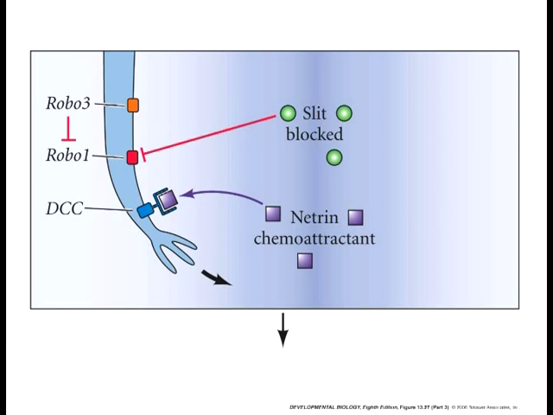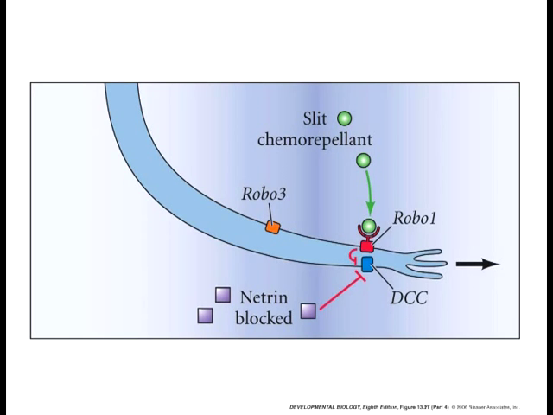So once it crosses this midline, Robo1 gets turned back on again, which then blocks DCC, and then it gets repelled. So once it gets here, it goes back to the way it was, and that pushes it away from that midline, and then other attractants and repellents are going to push it up to the brain, and it's going to find its location up in the brain as it's developing in that region.